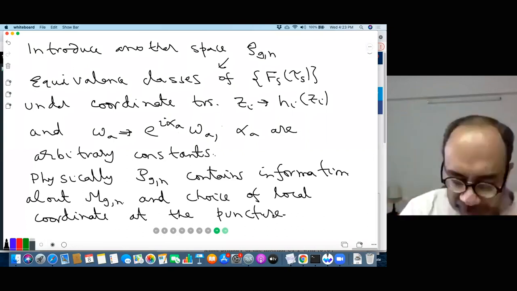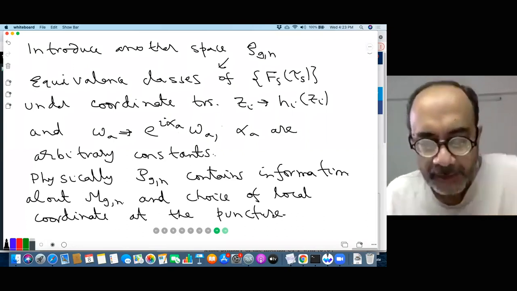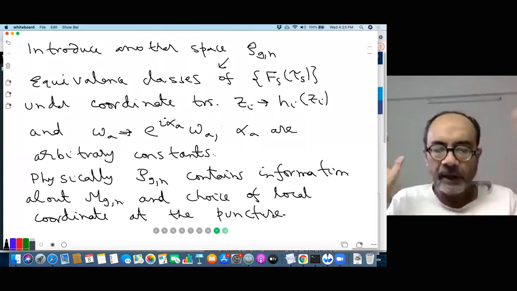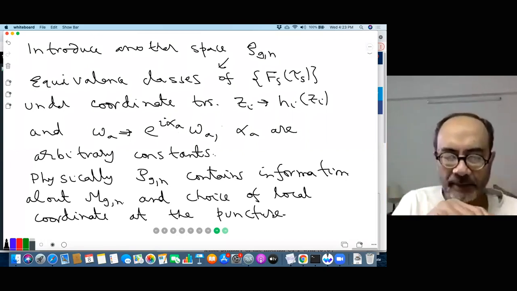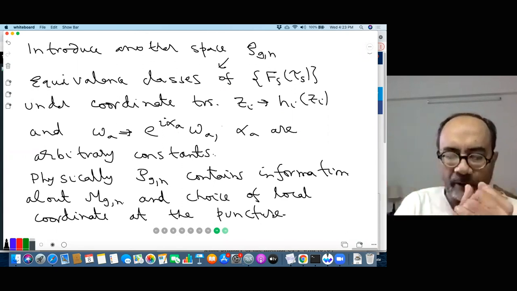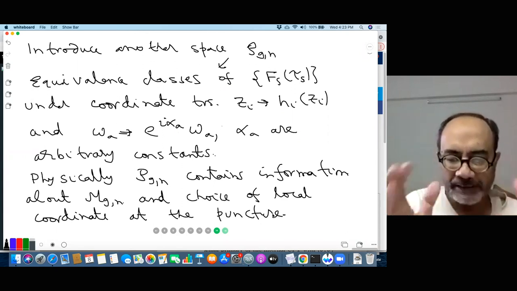If we think in terms of the example on the sphere, imagine that on the sphere you have fixed the locations of the punctures. That fixes where in the moduli space you are. But you still have a choice of changing the local coordinate system around each puncture, and that information is in PGN.